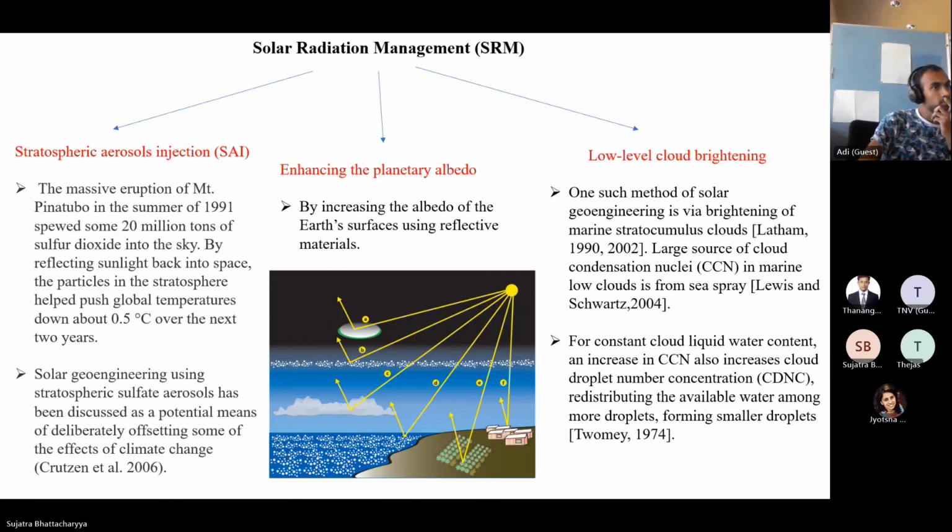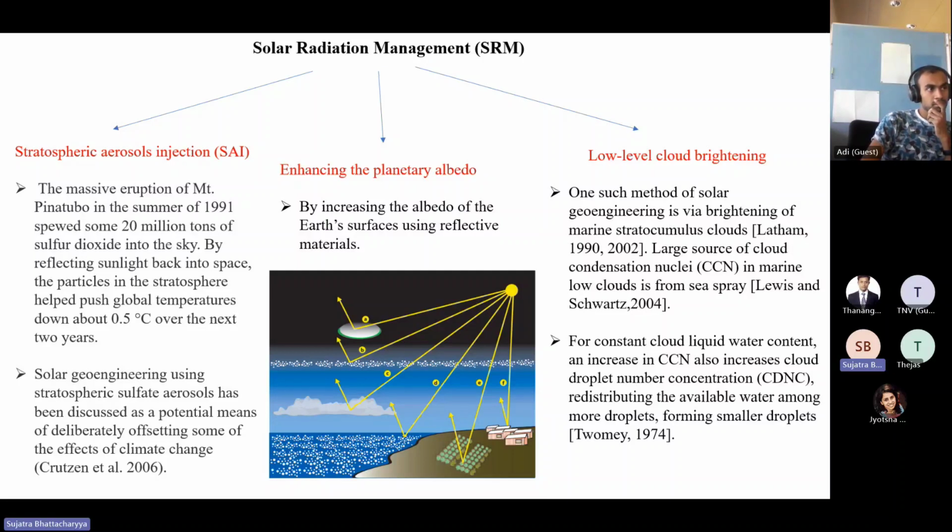After that, Nobel Prize winner Crutzen gave a statement in a climate change report. He said that stratospheric sulfate aerosol can reduce the incoming solar radiation. After that, this topic got much attention, and much research started on it, and people talked about it in their conferences.